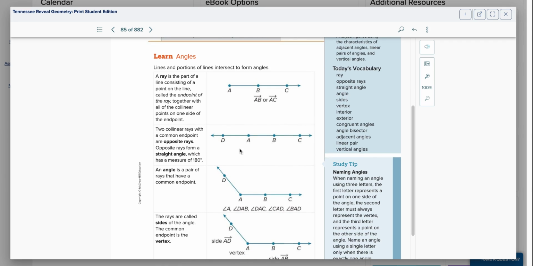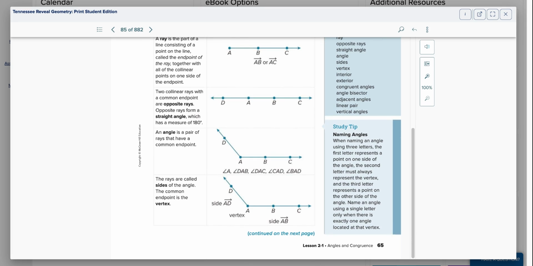Now you can have opposite rays, which go in, of course, completely opposite directions. That's what opposite means. So this would be ray AD to the left, and either ray AB or AC, whichever one you want to call it, to the right. A would be the common endpoint, and it forms a straight angle, which is 180 degrees. Probably looks like a line to you guys, and a straight angle basically is a line.